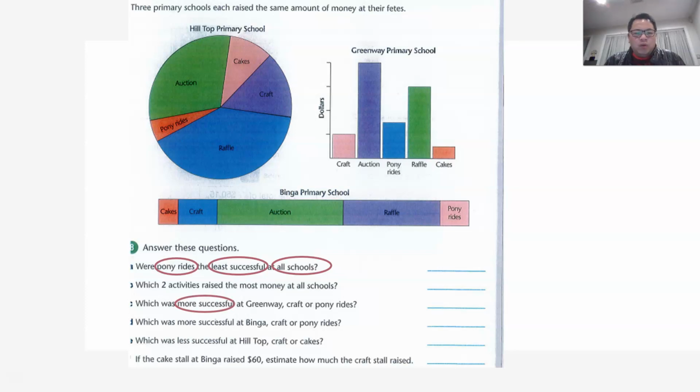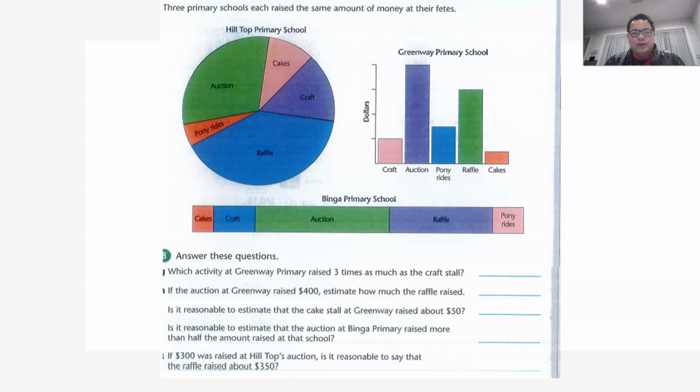What about another one? They say which was more successful? Okay, it must be at Greenway. Look at Greenway. Which was more successful, craft or pony rides? So from Greenway, this information you've got to tell me if craft or pony rides is more successful. So you have to determine that.